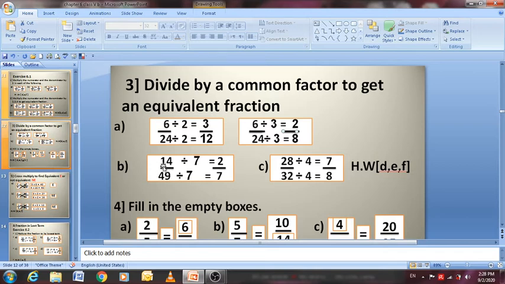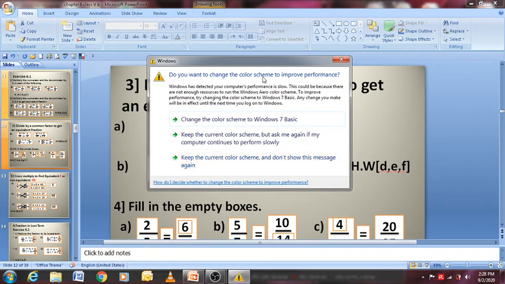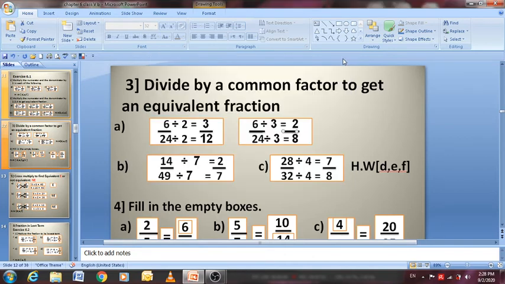Now next here, 14 and 49. So here, my dear, you should search for one number that you can divide both the numerator and denominator by. For this we can divide both by 7. So 14 divided by 7 is 2, and 49 divided by 7 is 7, because 7 times 7 is 49.